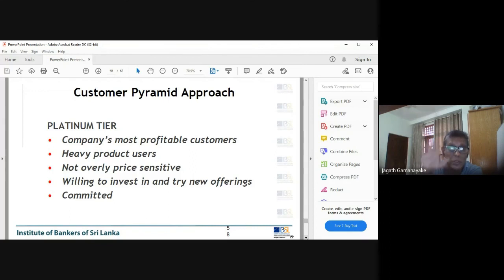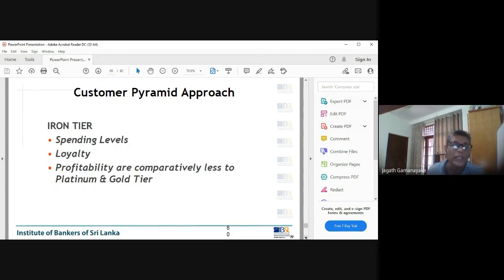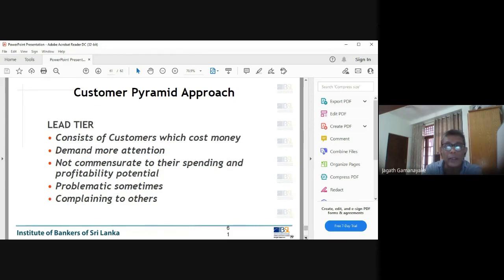So in your branch also, you try to understand who your platinum tier customers are. Then the next level is the gold tier. Compared to platinum, their profitability is lower, and they may insist on price discounts and try to reduce margins. Heavy users, but not that loyal. Then the next category is the iron tier, where profitability is lower. Then the next is the lead tier, who demand more attention and so on.